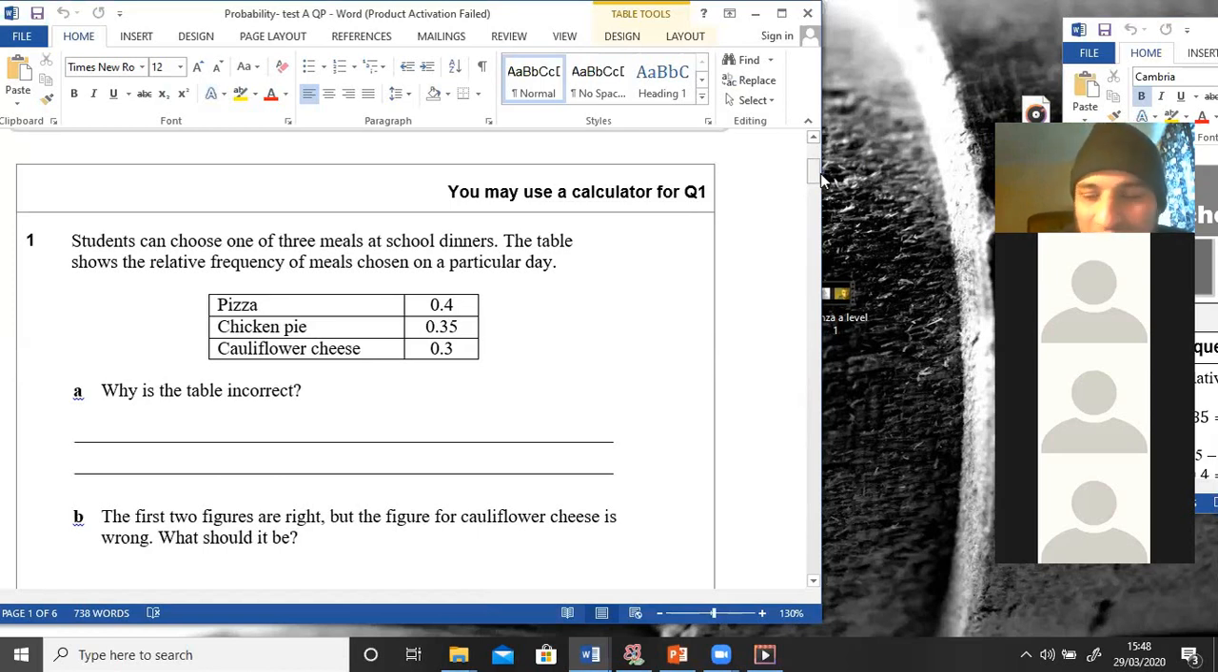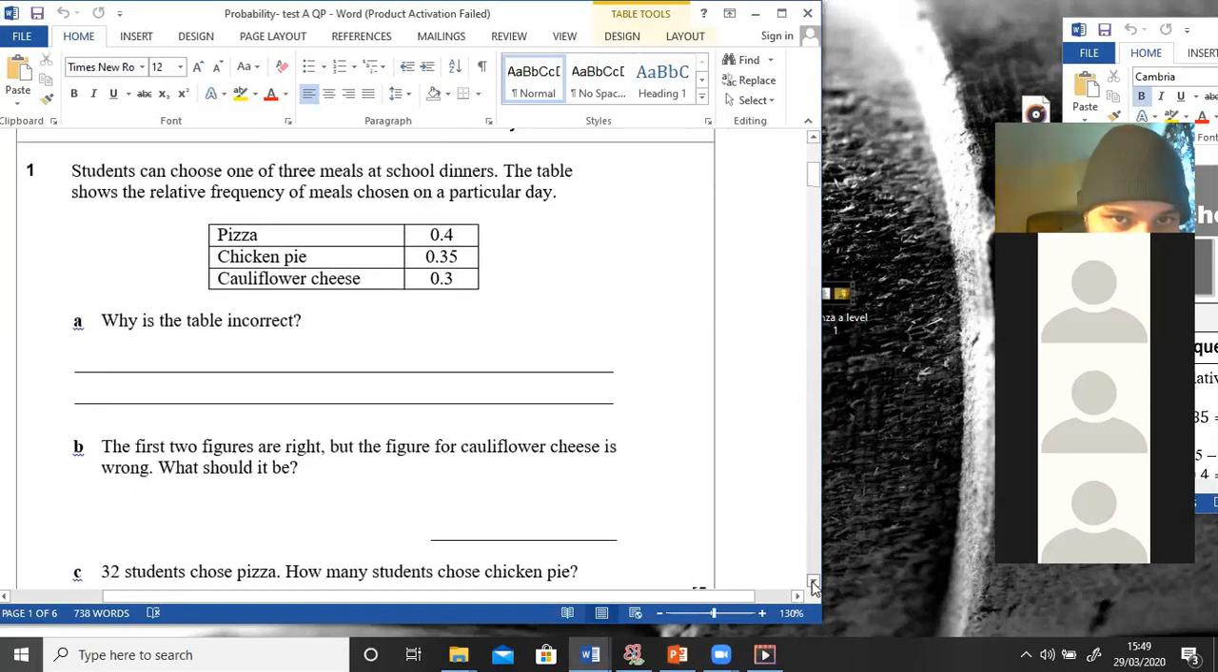So why is this table incorrect, guys? Is it because it doesn't add up to 1? Yes, it adds up to more than 1. And so probabilities of anything should always add up to 1. Does that make sense, guys? Exactly what we learned in the lesson, yeah? Han, does it make sense? Yeah. Okay, good.